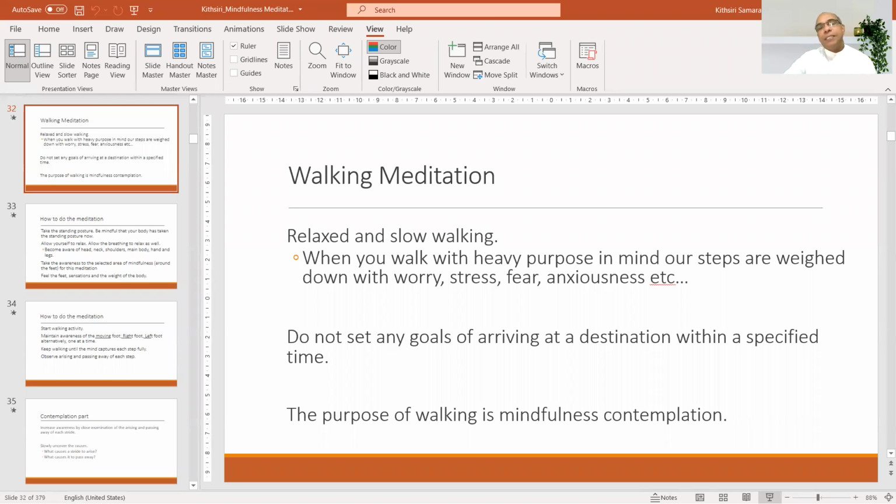This idea is called dependent co-arising of factors or causes. So as the meditation progresses, you will feel more and more the presence of these causes.